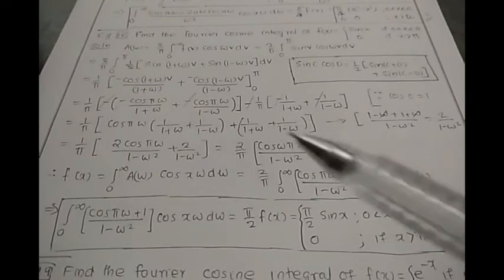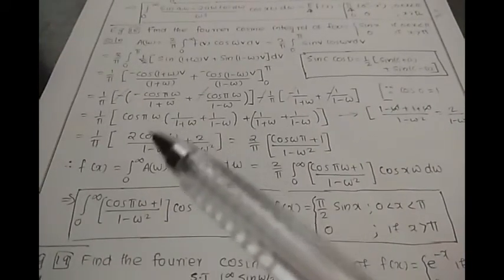So taking this common factor cos pi omega out again, and 1 by 1 plus omega, 1 by 1 minus omega. Cross multiplying, we will say it is 2 by 1 minus omega square here. So taking this cos pi omega here and writing 2 by 1 minus omega square. And in both terms we will see 2 by 1 minus omega square.